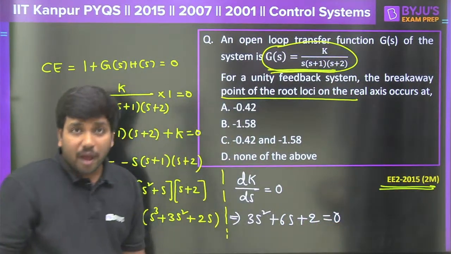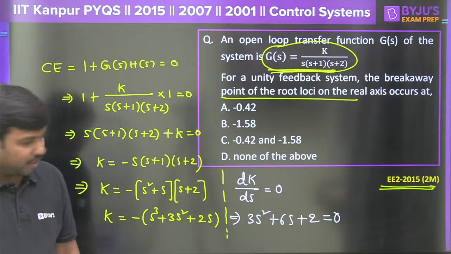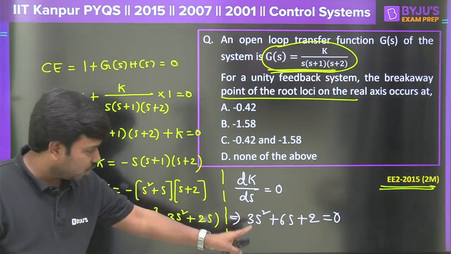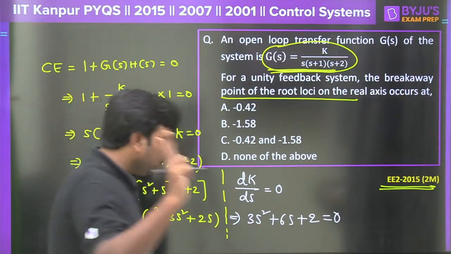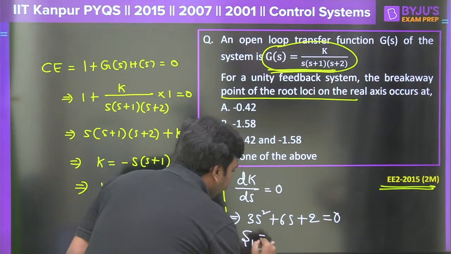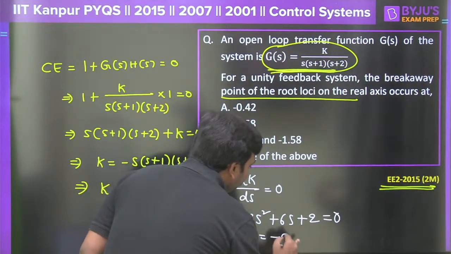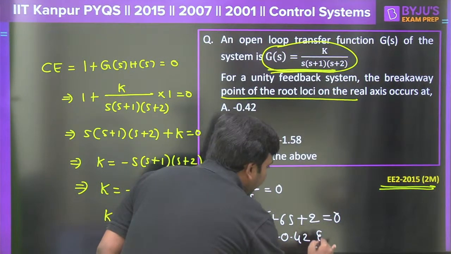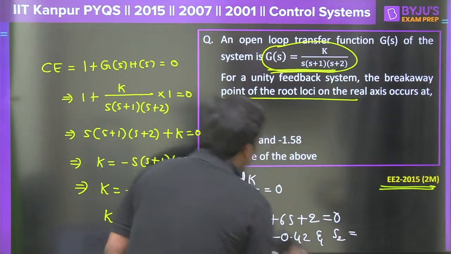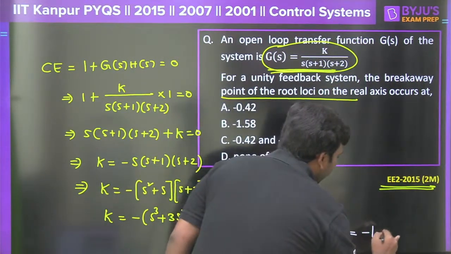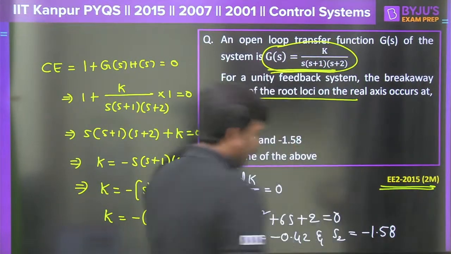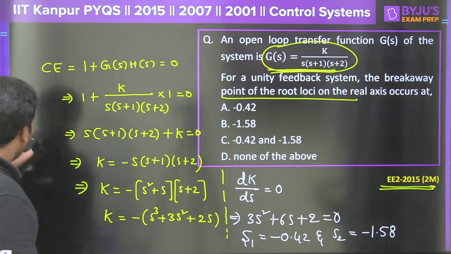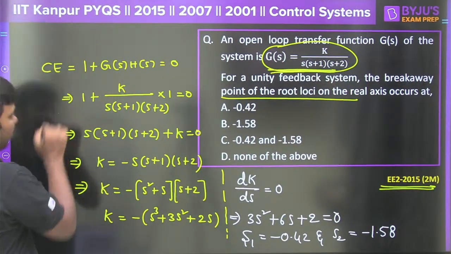Clear? Now take your calculator once again, put it in the equation mode and solve this. You will have 2 roots for this. S1 is equal to minus 0.42 and S2 is equal to minus 1.58 here. Clear? Minus 1.58.